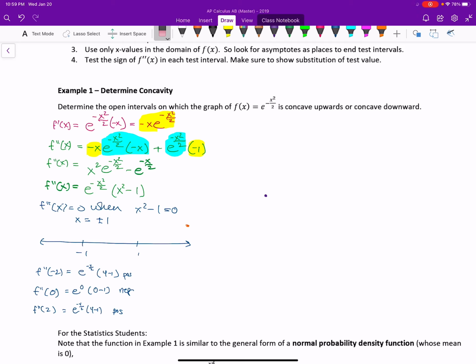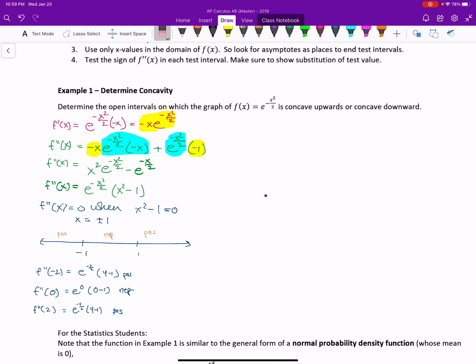And you just have to remember, the key is just the sign. So I'm not even bothering to simplify this. I can see that e to any power is going to be positive, unless it has a negative in front. But e to any power is positive times a positive. So a positive times a positive is positive. I don't have to simplify any further. E to the 0 power is 1, but times negative 1 over here is going to give me a negative. And then the last one, e to any power is positive, and then 4 minus 1 is positive. So that means those intervals are going to have a positive, a negative, and a positive in this case.